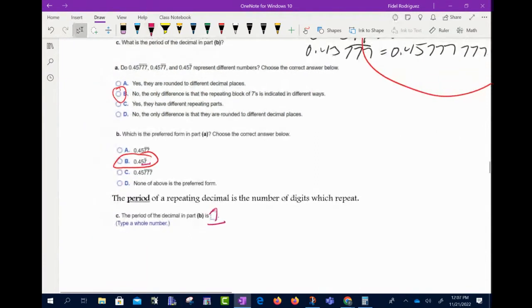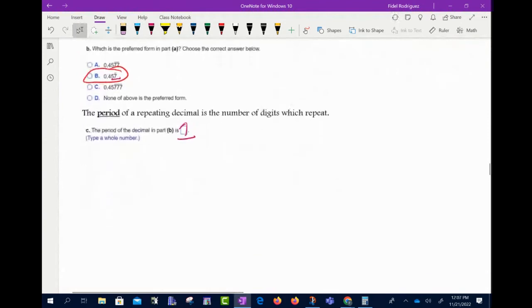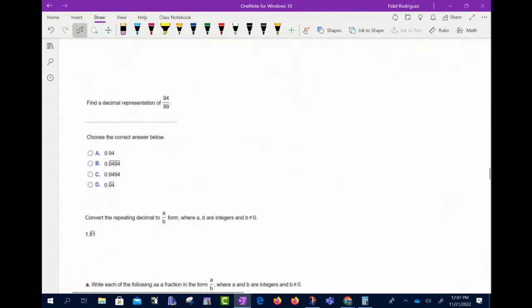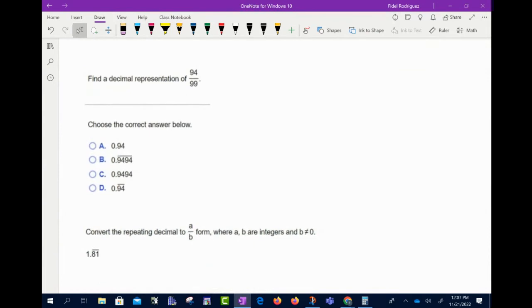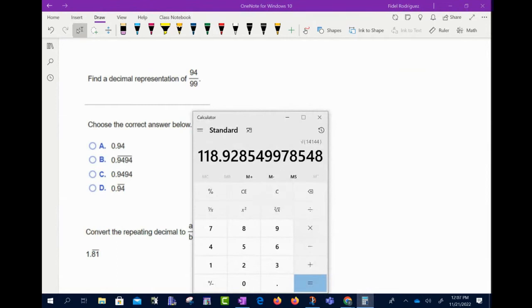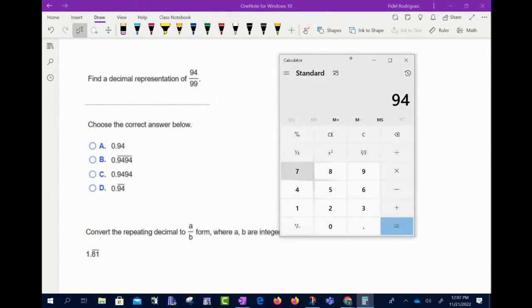So let me go ahead and keep going here. This first part, y'all, says find a decimal representation of 94 divided by 99. So what I'm going to do, y'all, is take my calculator. Let me clear this out. I'm going to take 94 and divide it by 99.